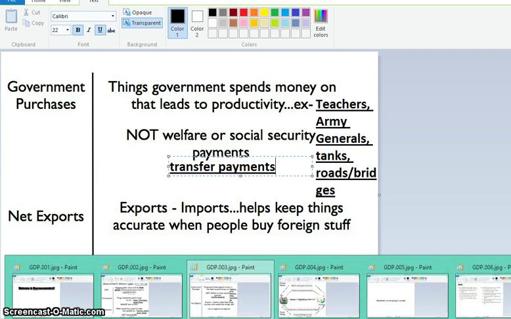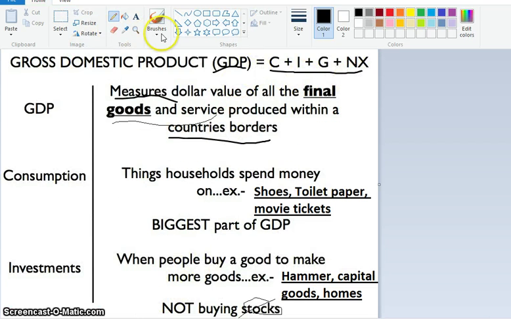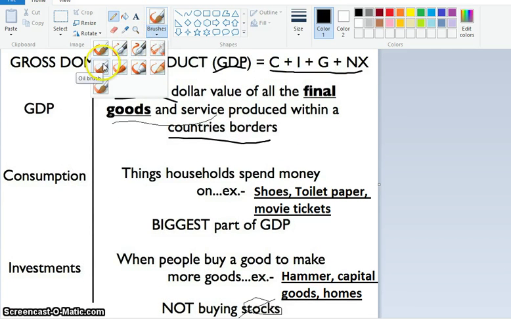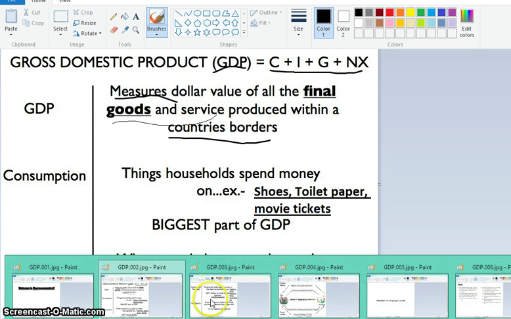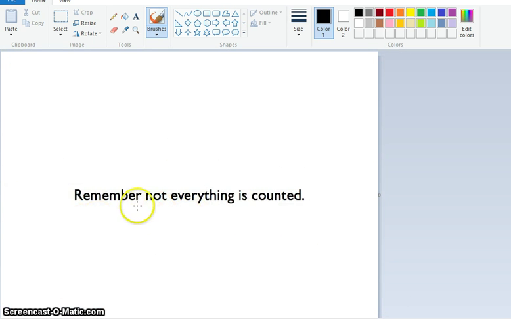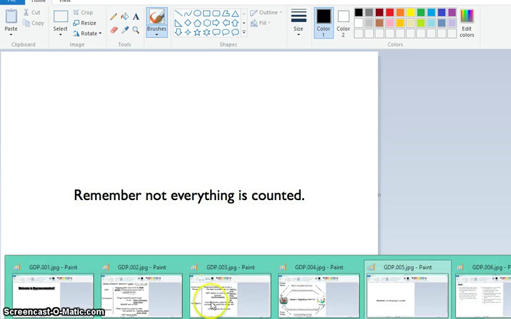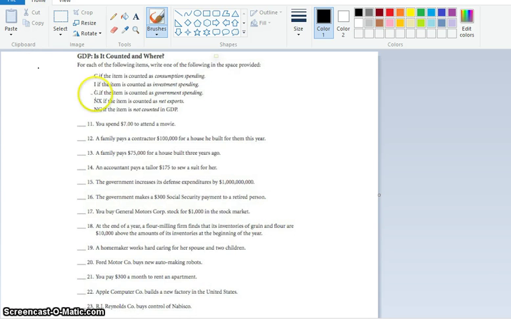So there's your four components. You will know this formula inside and out by the end of macro, it's everywhere that we go. Okay, so those are your four components. Now, there are going to be some things that are not counted. Like I told you, stocks and bonds and mutual funds not counted. You're going to see a video in a second that walks you through some other things that are not counted. It will help you do this worksheet to identify the things that are not counted.